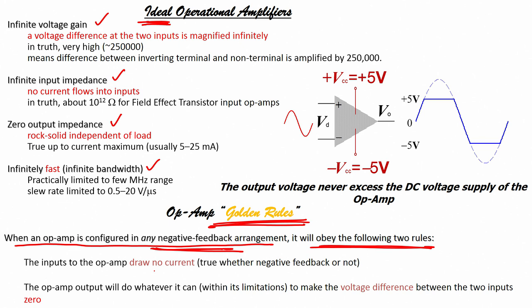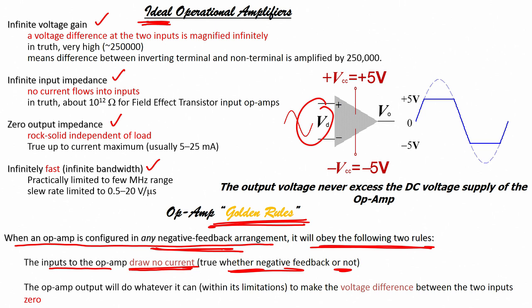So, what are these following rules? The first rule is that the inputs to the op amp draw no current, draw or source no current. That means the current at the input to the operational amplifier is 0, and this is true whether feedback is there or not, it does not matter. First golden rule: inputs to the op amp draw no current.